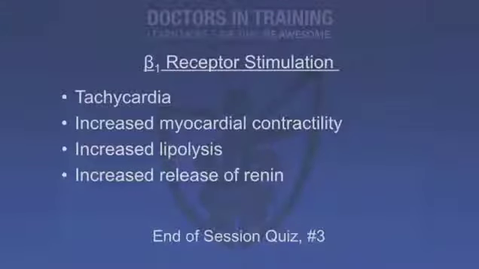So this is going to cause tachycardia. It's also going to cause increased myocardial contractility. Also with beta-1 stimulation, you're going to get increased lipolysis and increased release of renin. Next, what are the major actions of beta-2 receptor stimulation?